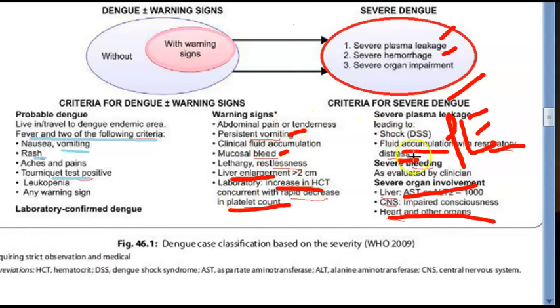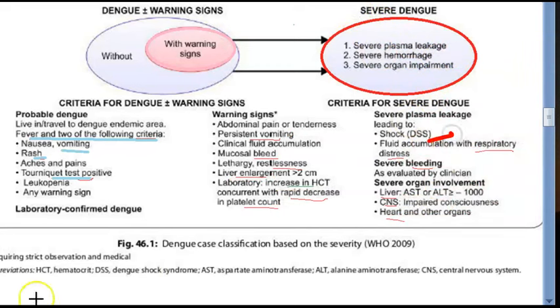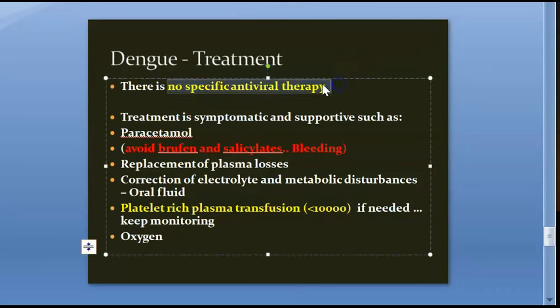What else? So all these can be there. That will be the severe dengue, which will include the shock. So there is no specific antiviral therapy. The currently known antivirals actually don't work against this, and you will have to just give fluids for these people. Don't give aspirin for these people. You will give oxygen if required, etc.